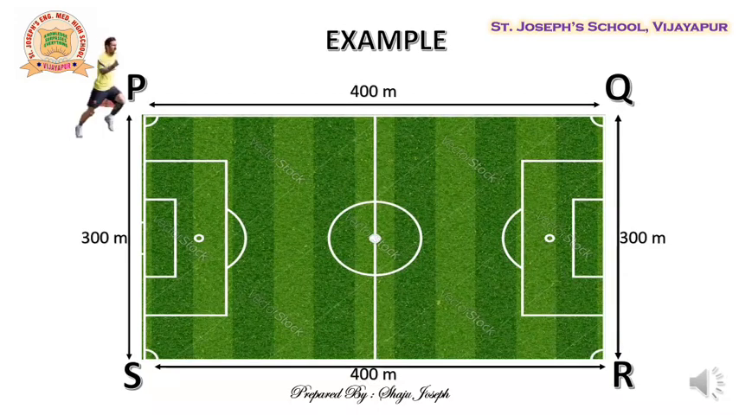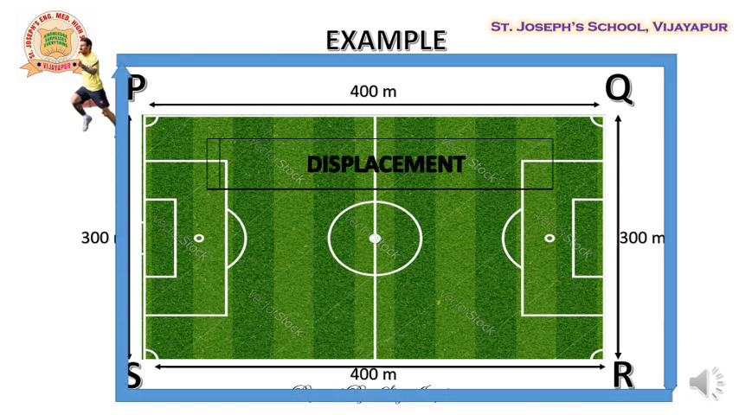This is an example which we have discussed in one of the previous videos, where a player goes from P to Q, Q to R, R to S and S back to P. So the initial point is P and the final point is also P. So the displacement will be 0. This example proves that the displacement can become 0. That will be the answer for our first question.